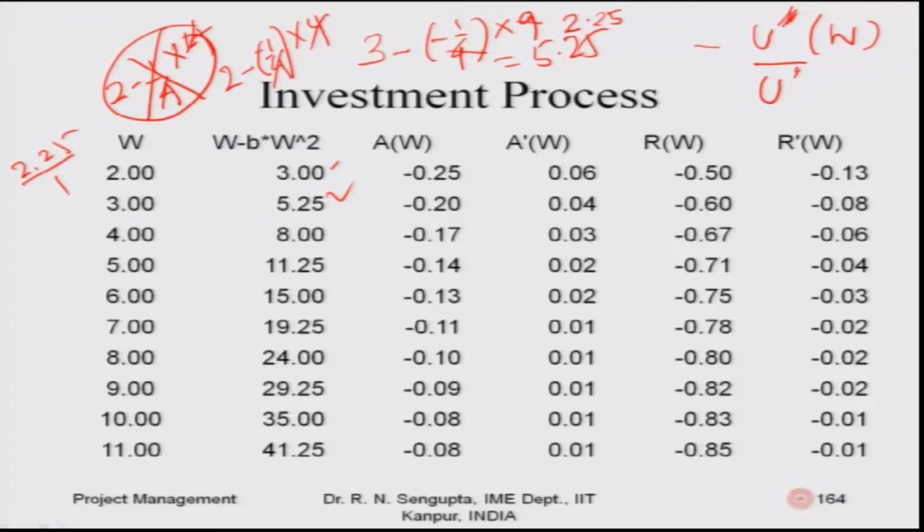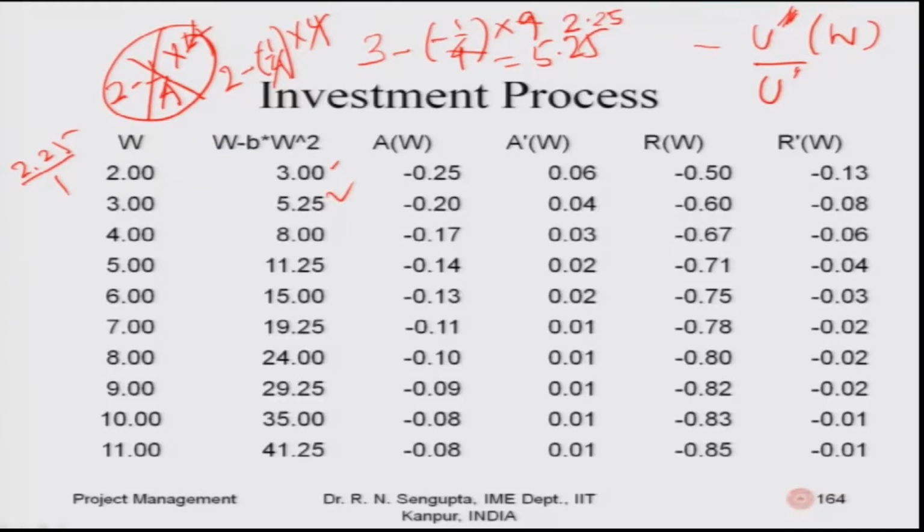Now, I want to find out a prime. So, how do I do it? These two differences: minus 0.2 minus minus 0.25, divided by 3 minus 2. So, the difference in w is in the denominator, and the difference of a is in the numerator. Based on that you find out the value of a prime.